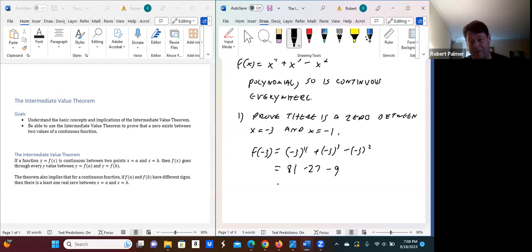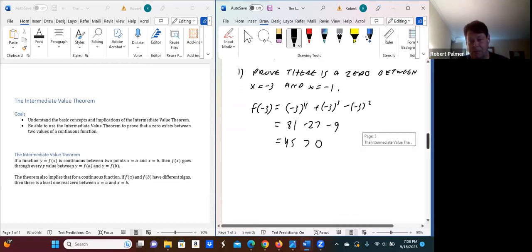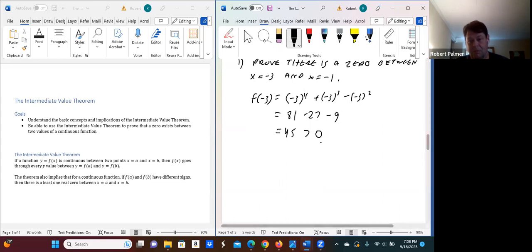...is 45. The main thing that, of course, is greater than 0. That's the main thing we're interested in. So that's greater than 0. Okay.